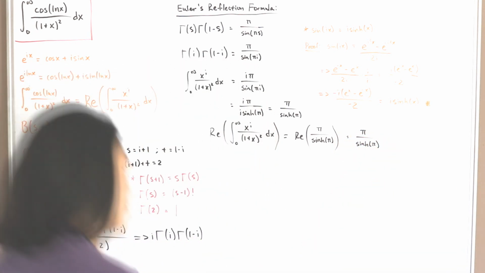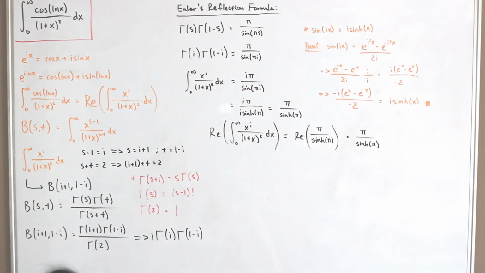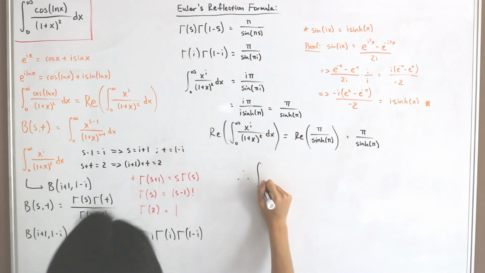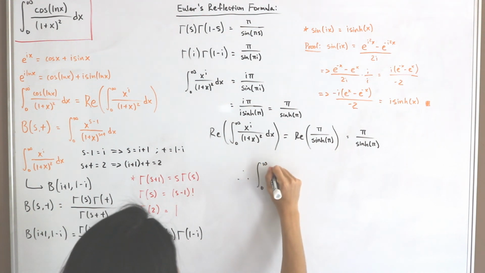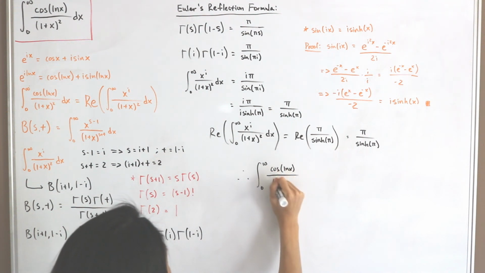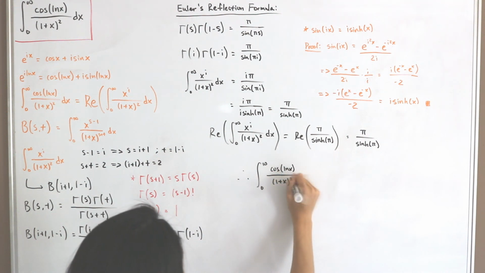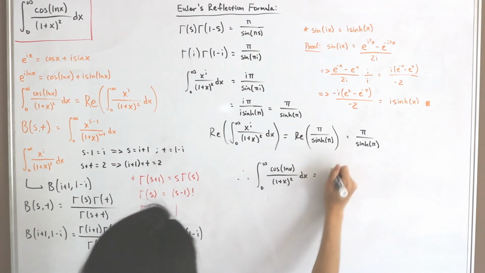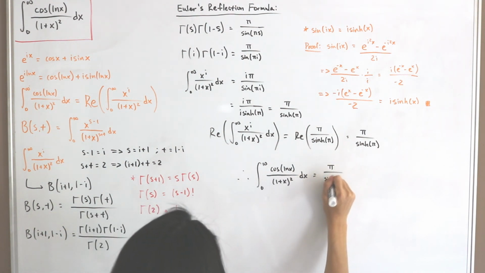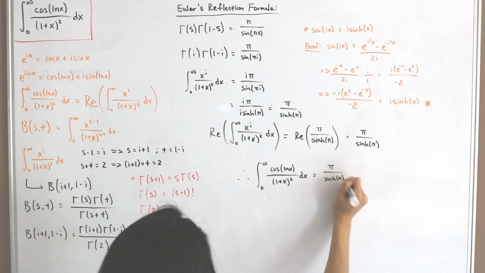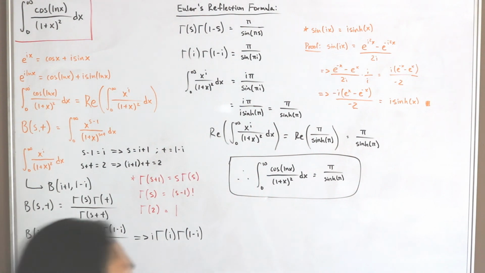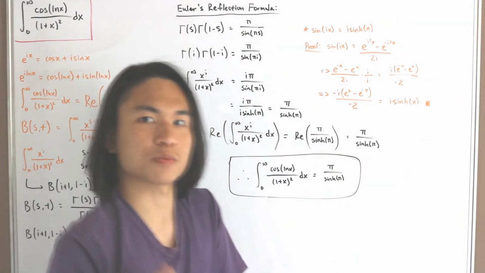And so in conclusion, we can say that the integral that we are given, the integral from 0 to infinity of cosine of ln of x divided by 1 plus x quantity squared dx, is simply just pi divided by hyperbolic sine of pi, like so. Alright then, and there we have it. Yeah, now it's pretty cool if you ask me.